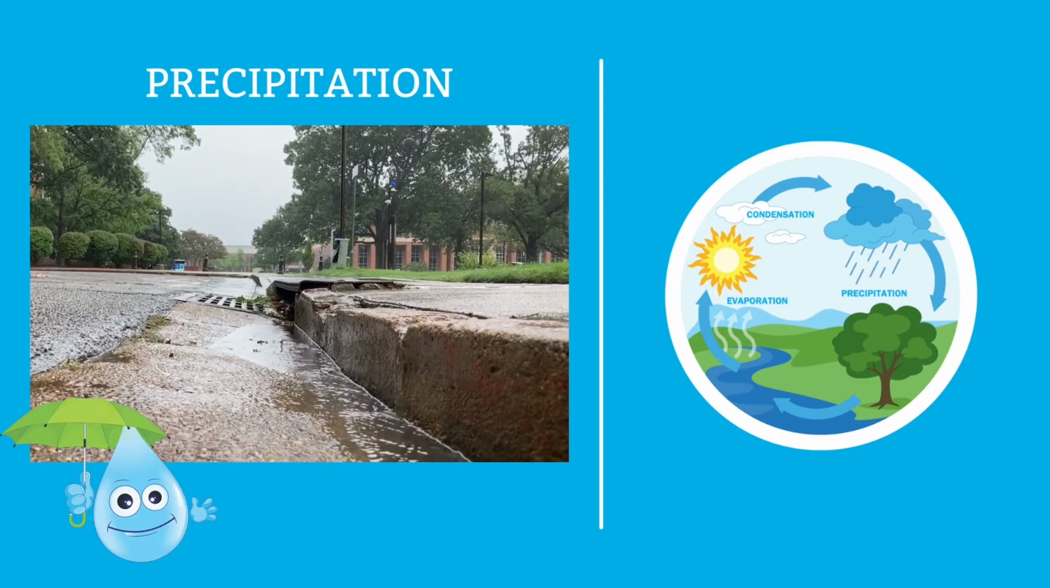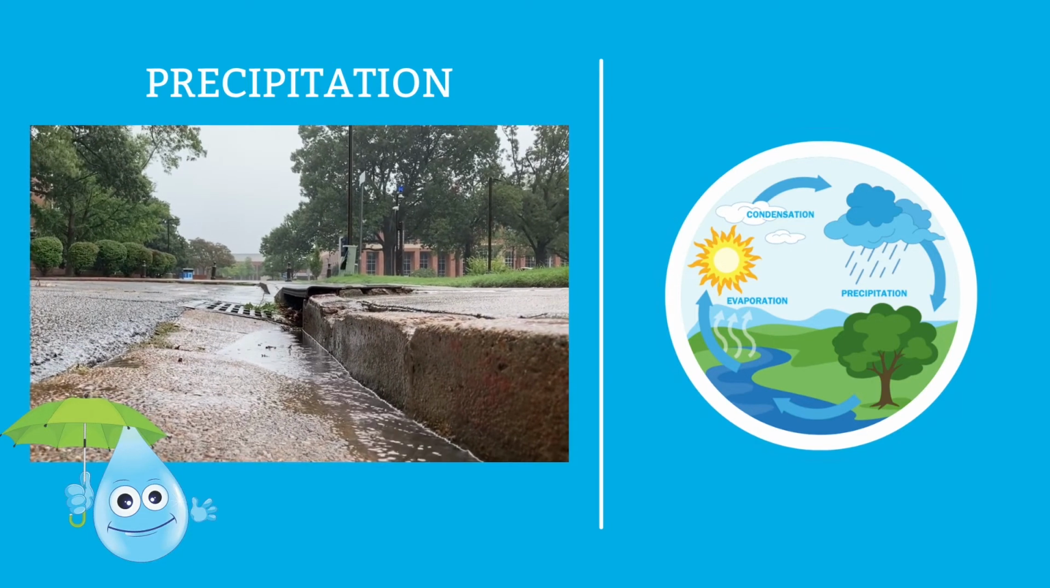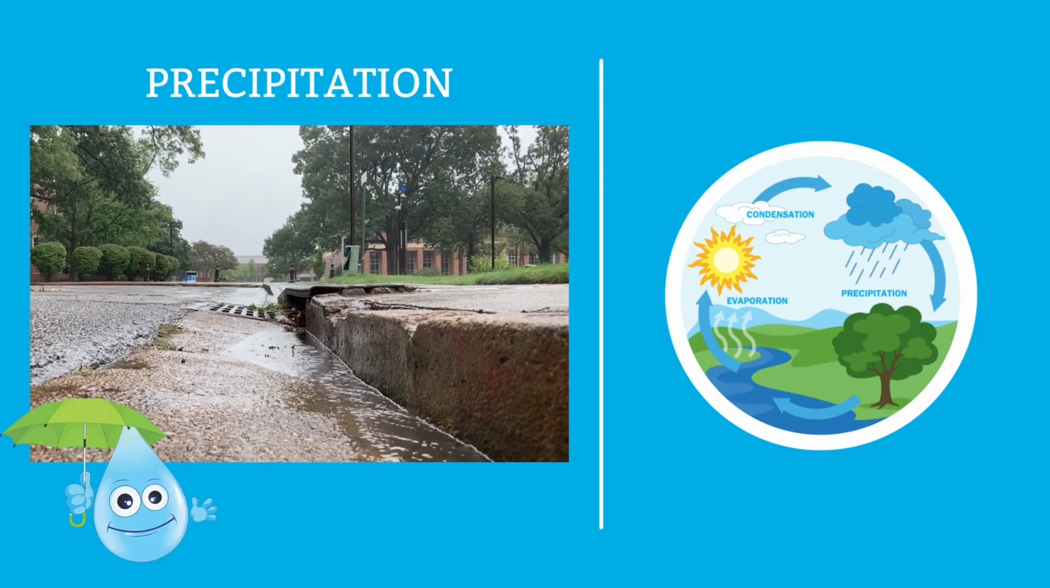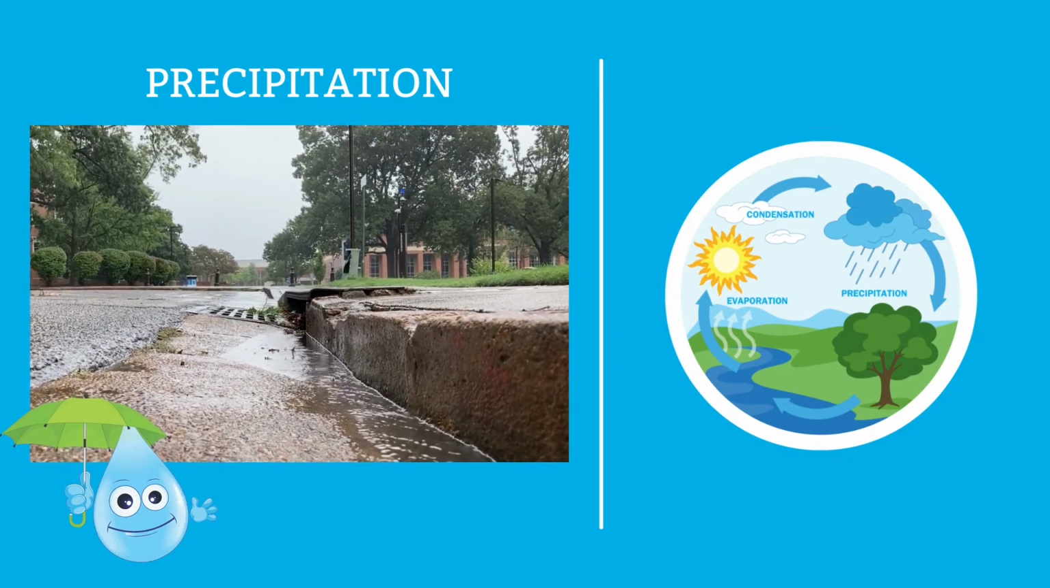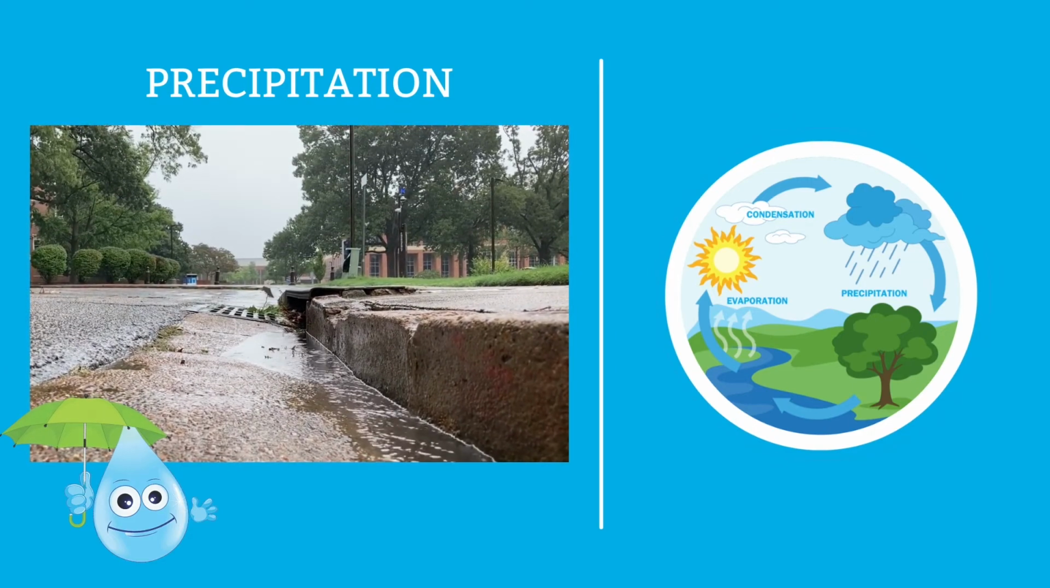At some point, the clouds get too large and heavy. When this happens, the water vapor changes form and falls to the ground as a liquid. We call this precipitation. There are many types of precipitation. What kinds have you noticed before? What about rain, or when it gets really cold, snow, sleet, or even hail?